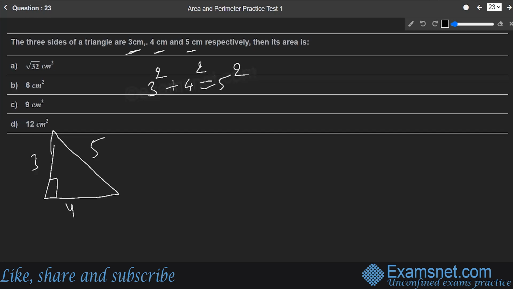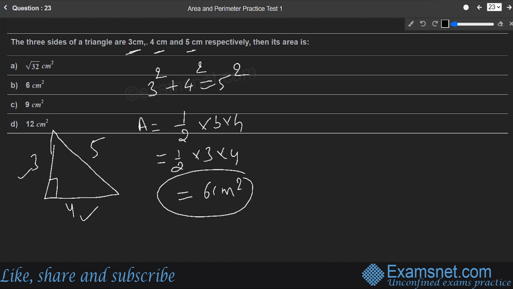Now the area of the right angle triangle is nothing but half of base into height. We can take anything as base and anything as height. So it is going to be half of 3 into 4. That is nothing but 6 centimeter square. So this is the area of the triangle, and it is available in option number B. It becomes the right answer.